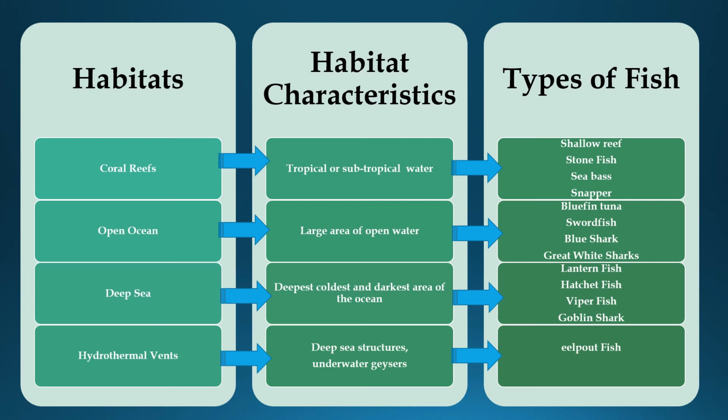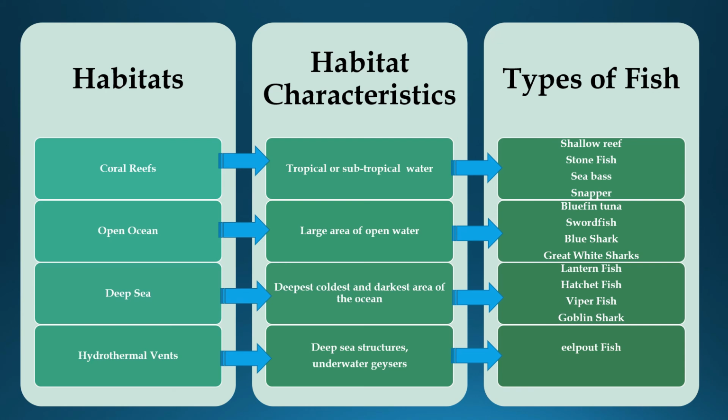The second one is the open ocean. As you all know, an ocean is a large area of open water. The types of fish living there are swordfish, blue shark, great white sharks, bluefin tuna, and many more. I have mentioned only a few of them. You can check on Google for more information on what types of fish live in the habitats.